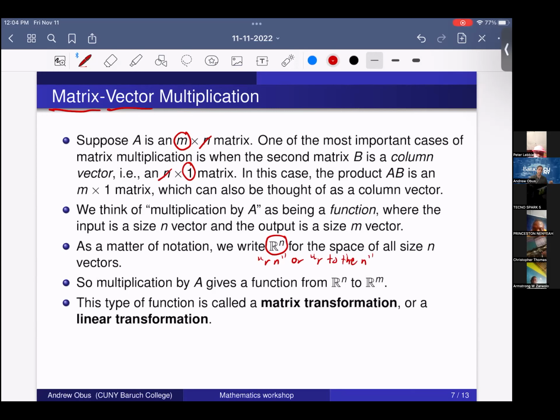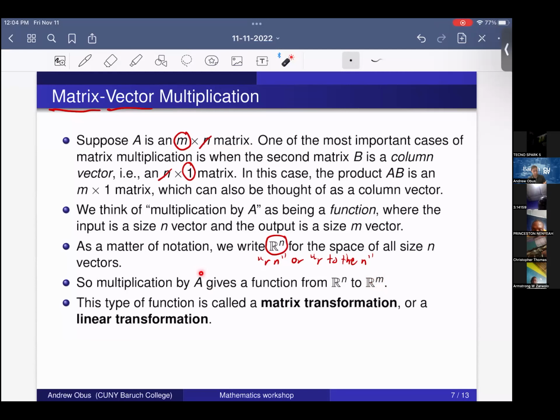Usually we just say Rn. What's going on is that multiplying by a matrix A, an m by n matrix, gives a function from Rn to Rm. This means that if your input is a size n vector, so it's in Rn, then your output is a size m vector. That means it's in Rm.